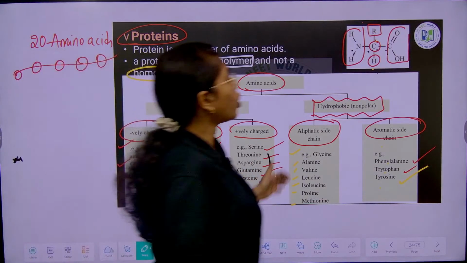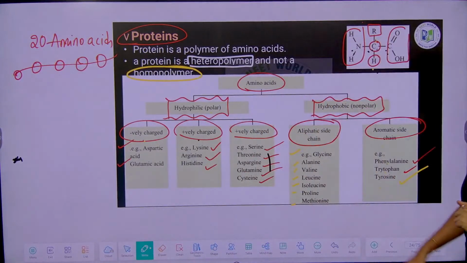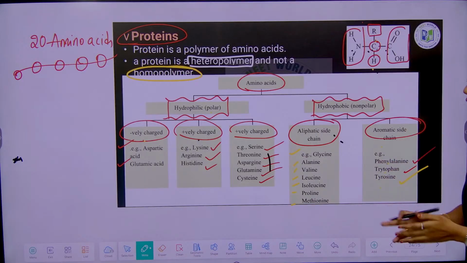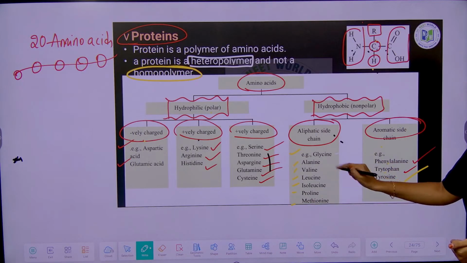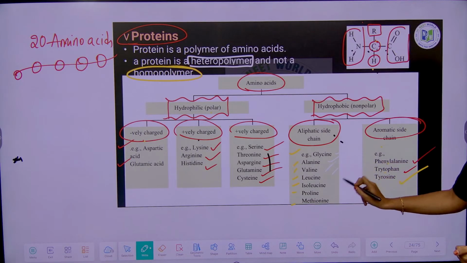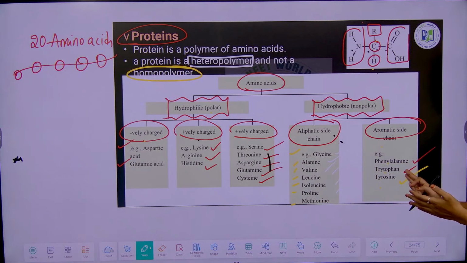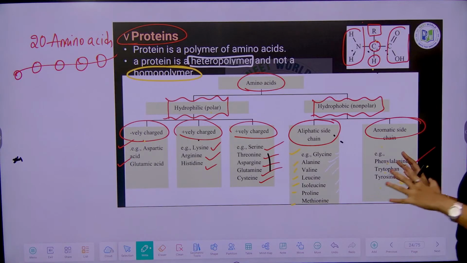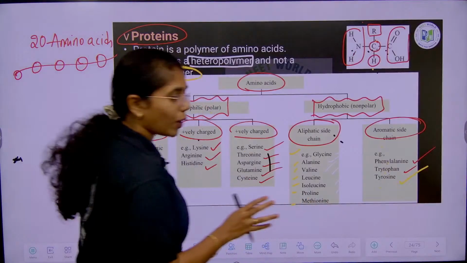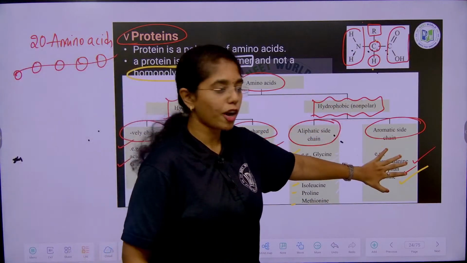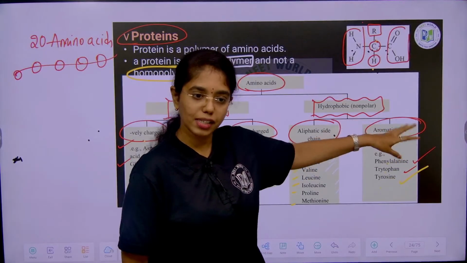And then hydrophobic non-polar amino acids include aliphatic side chain and aromatic side chain. Aliphatic includes what? Glycine, alanine, valine, leucine, isoleucine, proline, methionine. Aromatic, just three you can remember: phenylalanine, tryptophan, tyrosine. So here your memory goes easy with what? Negatively charged polar amino acids and non-polar aromatic side chain amino acids you can easily remember.